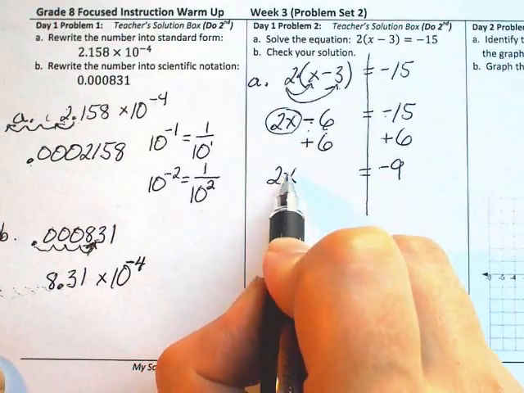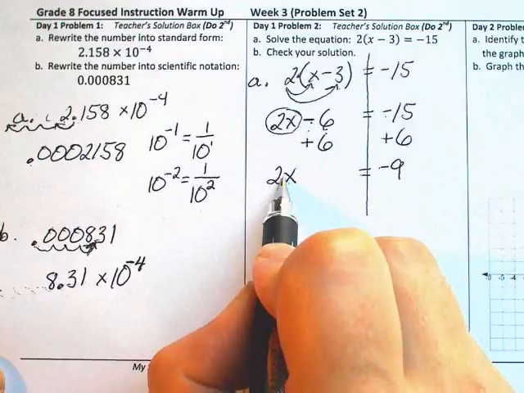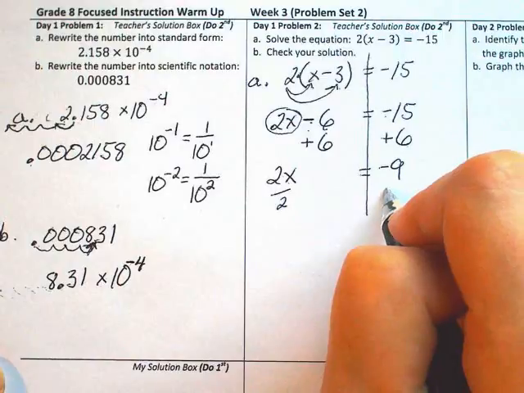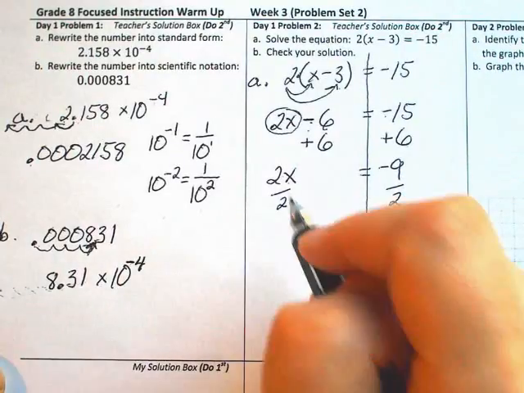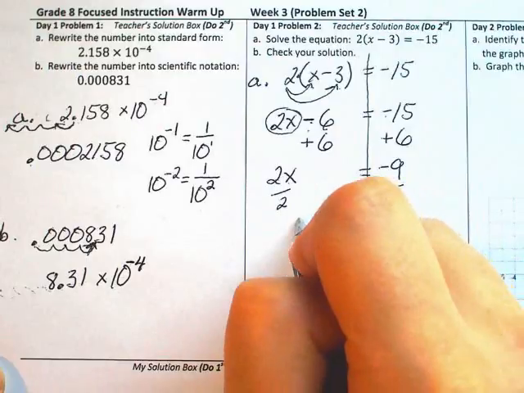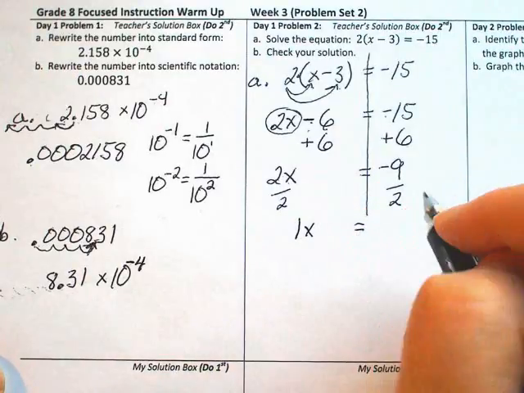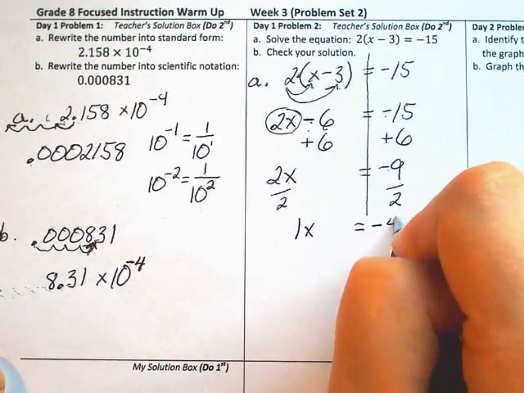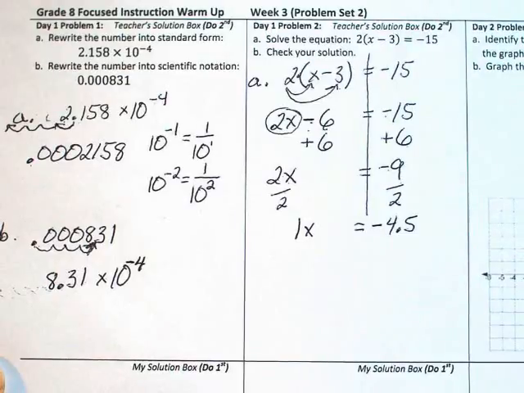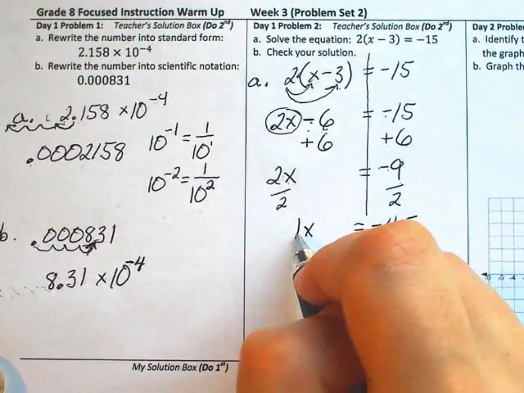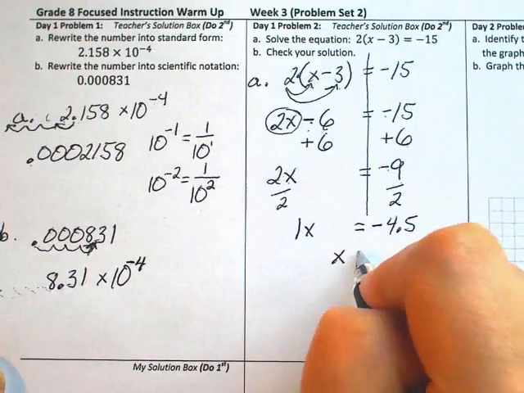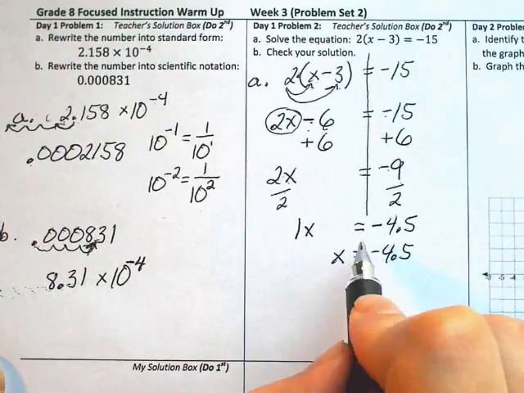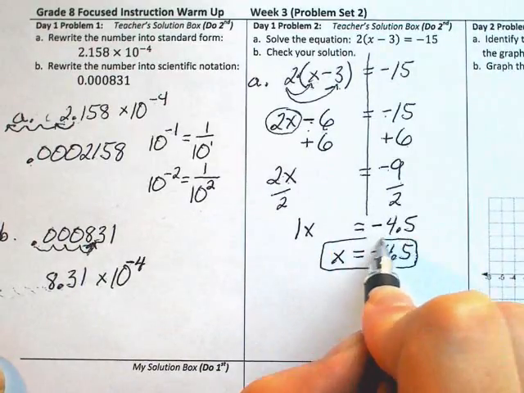Okay. This says 2 times x. We can remove the timesing by 2 by using division. So underneath, divide 2, and over here, divide 2. 2 divided by 2 makes 1, so 1x is equal to negative 9 divided by 2 is negative 4.5, or as a mixed number, negative 4 and a half. Either is fine. And 1x is the same thing as just x. So x is equal to negative 4.5. This is the value that we think is correct for x.